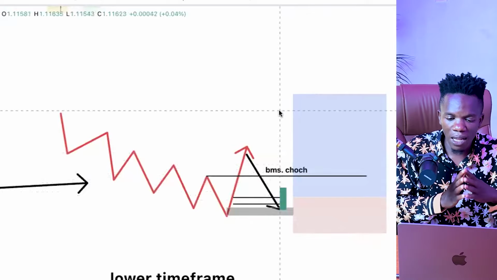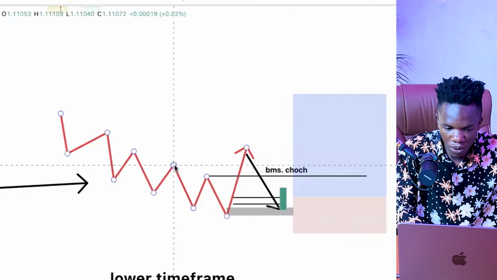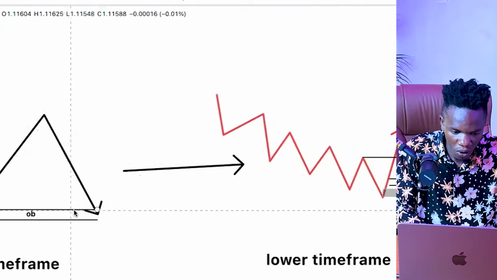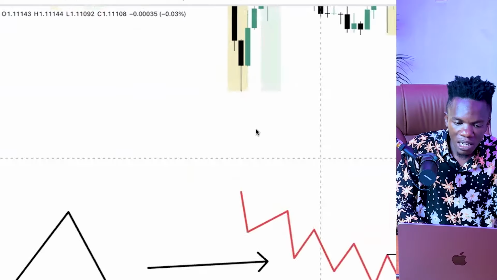And another beautiful thing I love about this approach is that it's not just used for confirmation entry, because right here we are using it for confirmation to get on this move on the higher time frame. You can also use it to scale in position on your trade. For example, let me show you an example.